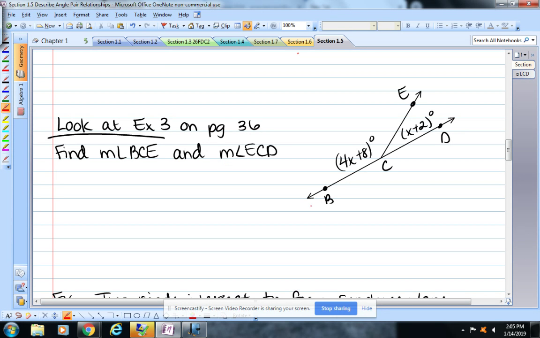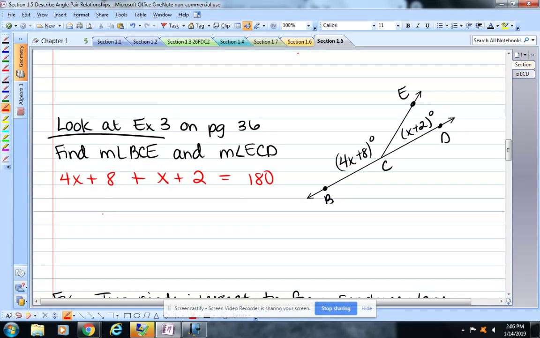So the measure of BCE is 4x plus 18, whatever x is. And then I add that to the measure of ECD, which for right now we just know that is x plus 2. And we know that I add those together and that equals 180 because they're forming a line. It is 8. I couldn't read my own thing. Sorry. I was looking at it diagonally and my plus looked like 18. So I'm sorry. You're right.